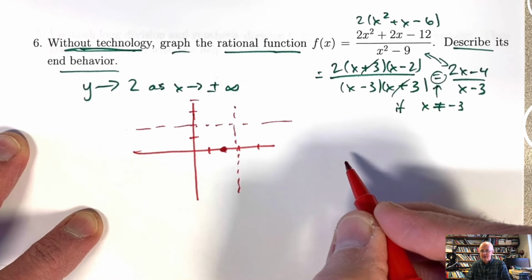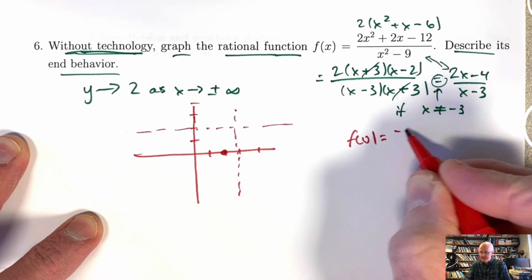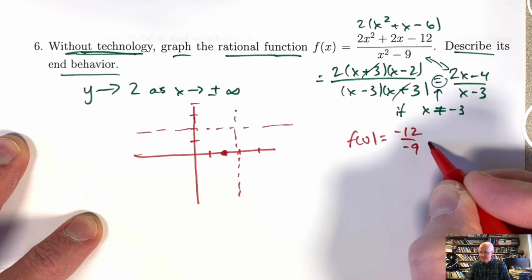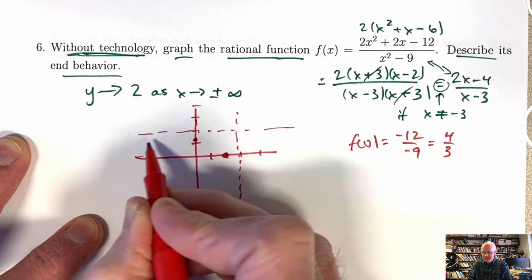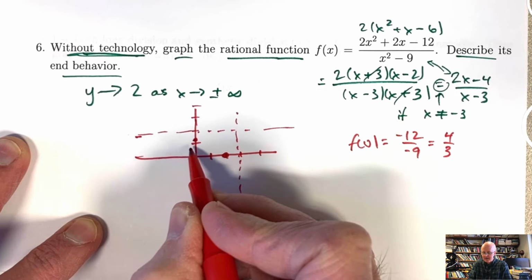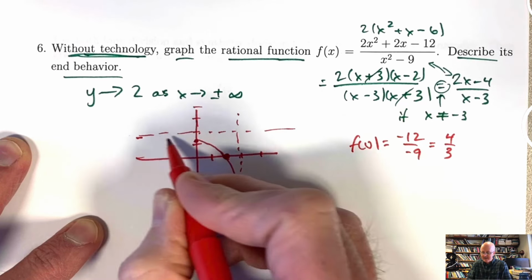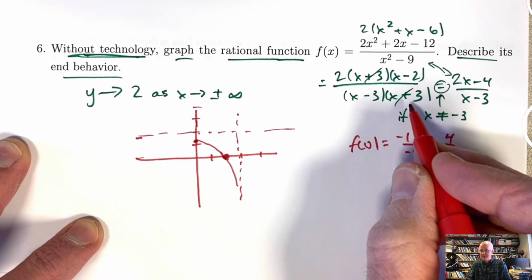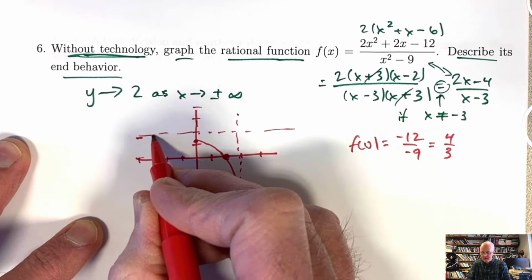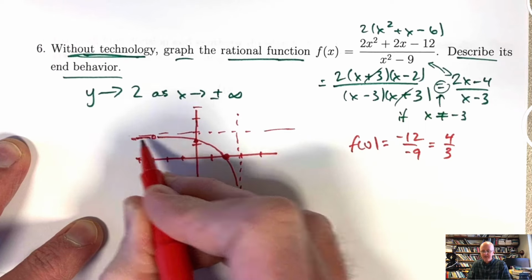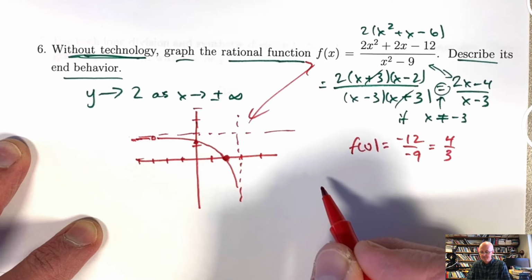We could also figure out, for example, the y-intercept, f of 0. It's going to be negative 12 over negative 9. That'll be positive 4/3 right about here. My guess is what this is going to look like is about like this. And there's also, don't forget, a hole in the graph at x equals negative 3, a point missing, so to speak, right around there. A missing point for the original function is what we're after, not the simplified function.